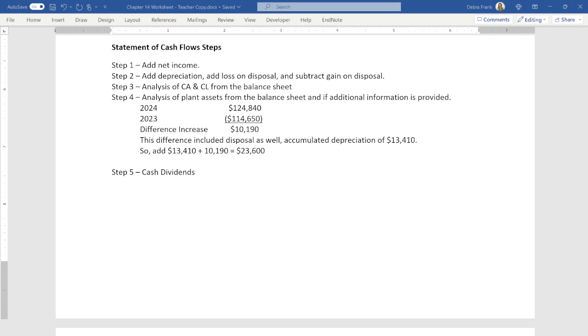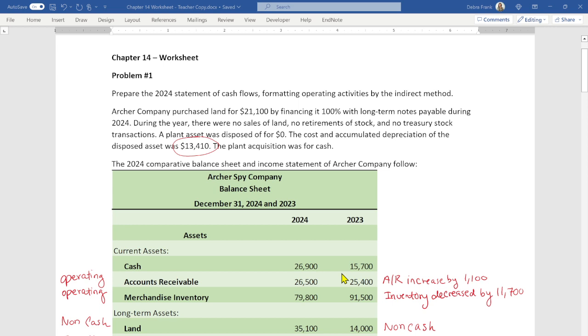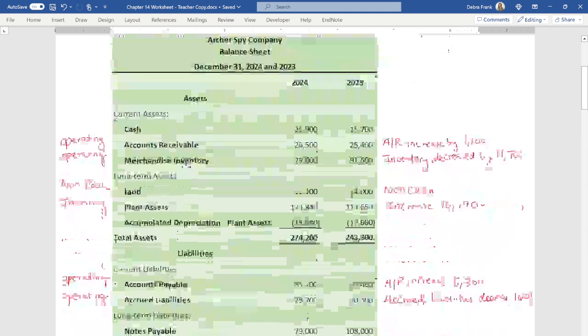So what we're going to analyze first is our cash dividends. Let's go back up and review a little bit above, just to make sure. Reading the paragraph again, we can see no treasury stock transactions, so we don't have to worry about that. But when we look at our net income, we want to analyze it with our retained earnings and see if there were some dividends issued.